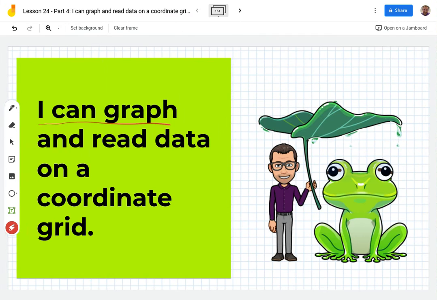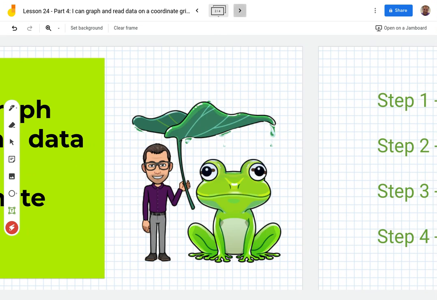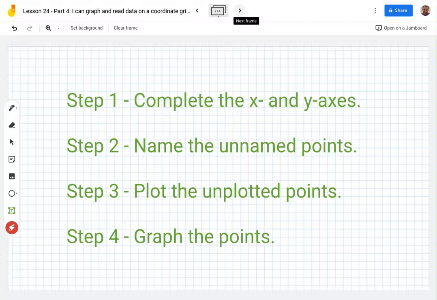Our learning target is I can graph and read data on a coordinate grid. Today's lesson follows the previous lesson. Today, however, we'll take a slightly different angle at the work. Rather than just create graphs based on data that we're given, we're going to have to sort of fill in the blanks. Let's see what I mean.